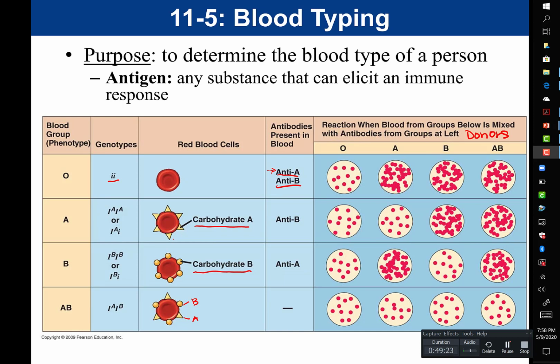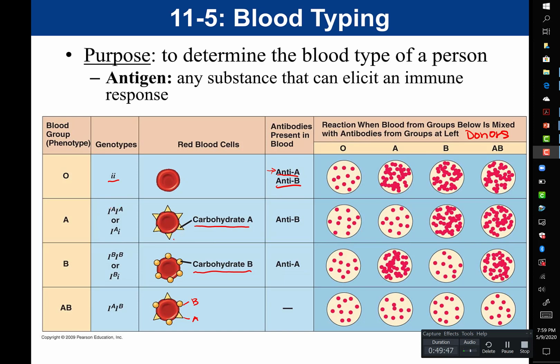So if somebody is blood type A, it means that they make the A carbohydrate. Now, in terms of their genotype, they could be what we call homozygous. Homozygous means the same allele. So they could be homozygous for the A, which we write as their genotype IAIA.